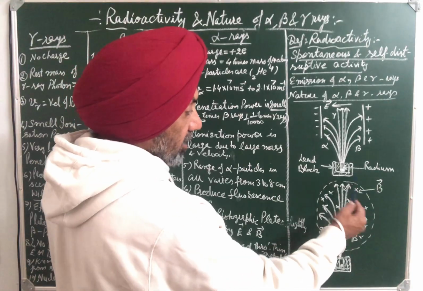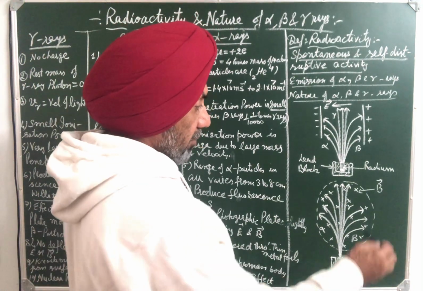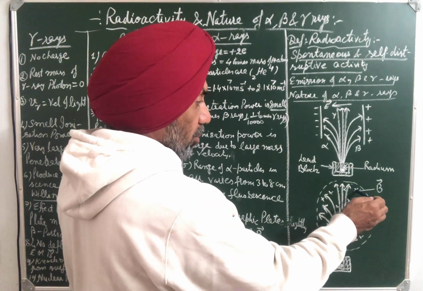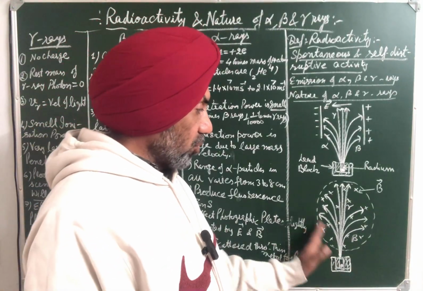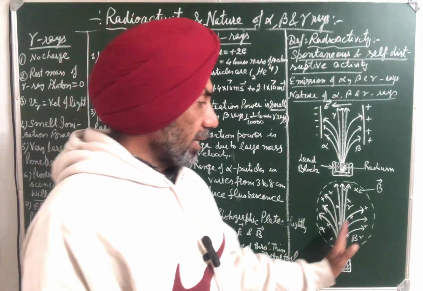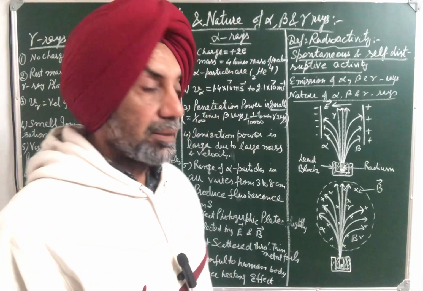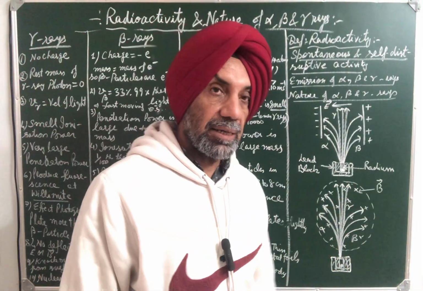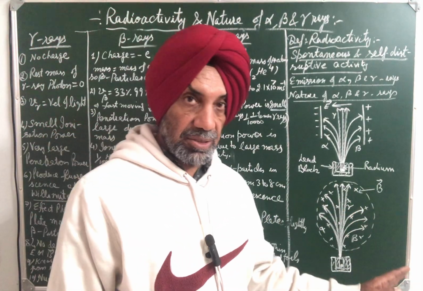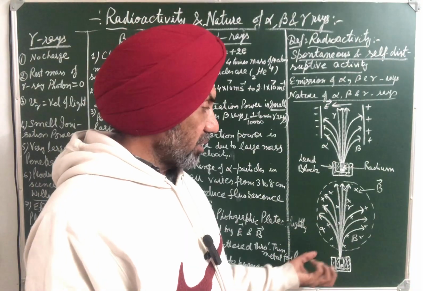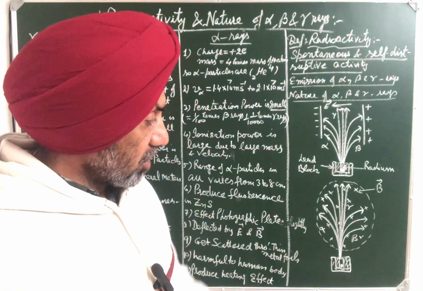Similarly, when a magnetic field is applied in the same experiment, directed normal to the board, directed inward, again alpha rays are deflected towards left by small angles, beta rays are deflected towards right by small angles, and gamma rays go undeflected. So there are three types of radiations: alpha rays which are positively charged, beta rays which are negatively charged, and gamma rays which are neutral radiations.